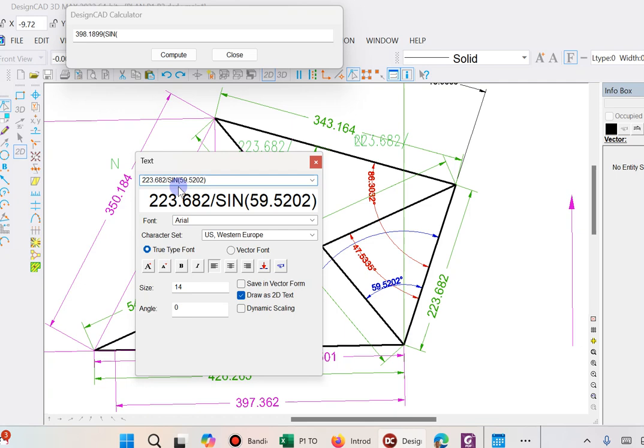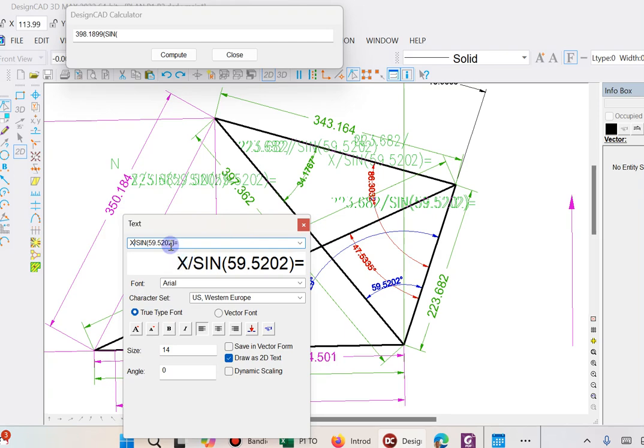So the baseline divided by the sine of that angle equals the baseline divided by the sine of this angle. This is the baseline, this is the x. The x is the unknown, so we don't know the length, divided by the sine of that angle will equal that same number, 398.1899.